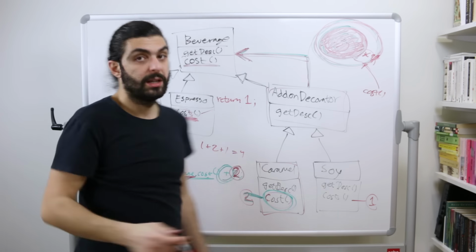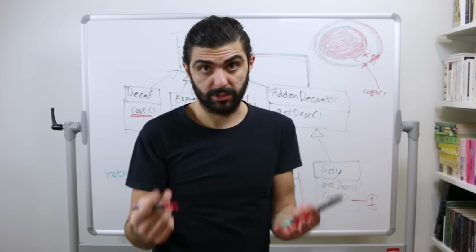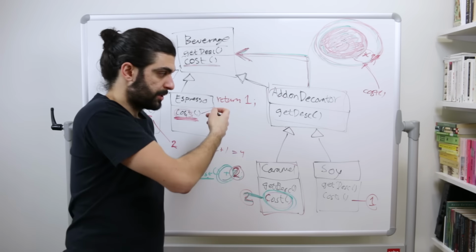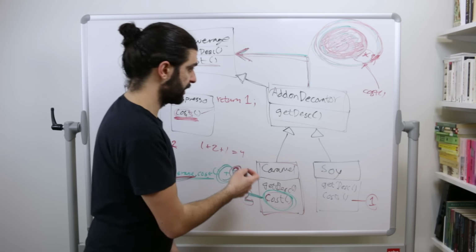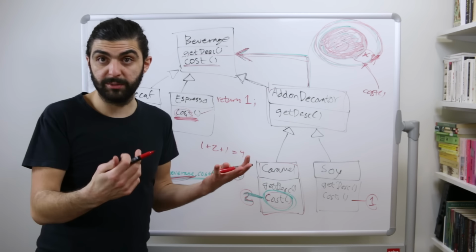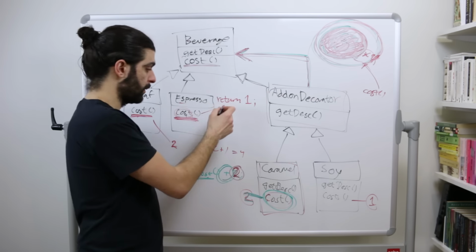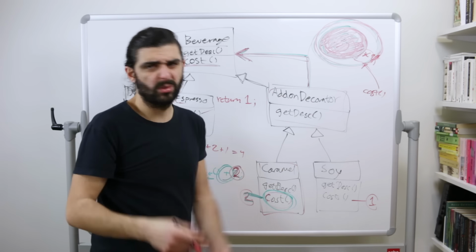And get description behaves in exactly the same way, essentially. The difference is, of course, that it works with strings, and in this example, it's a way of composing together a name that represents the whole beverage. For example, you could say espresso, caramel, soy, or something like this, right?